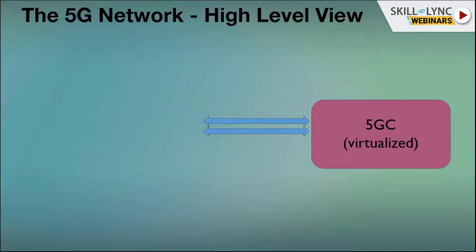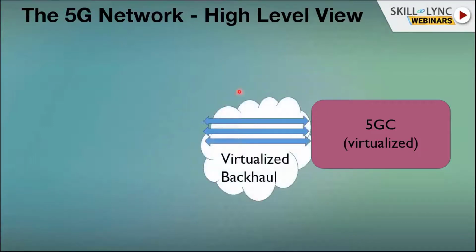Then we have the virtualized backhaul. The virtualized backhaul is where you have applied the concept of NFV and SDN. The hardware is different and the software layer is different, so you can automate all the functionalities. You can segregate the transport network as well. So you will have a different transport network for one slice, that is for eMBB, a different transport network for URLLC, and a different transport network for the other parts of the network.